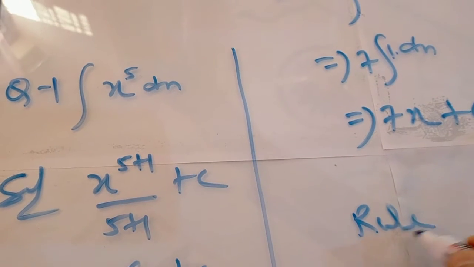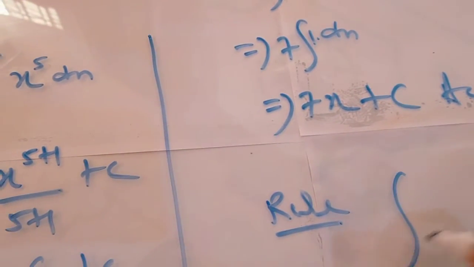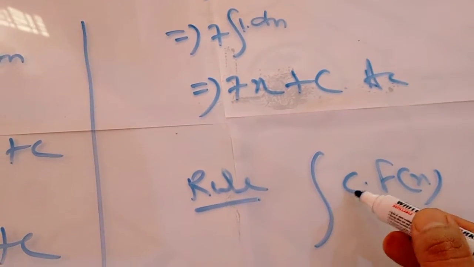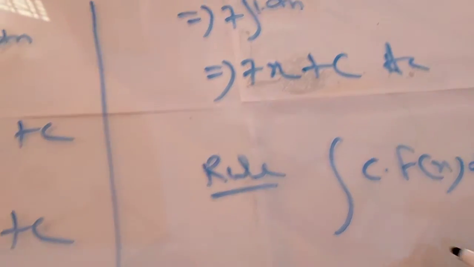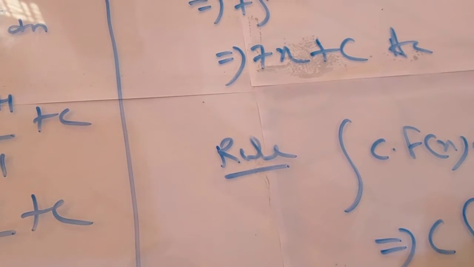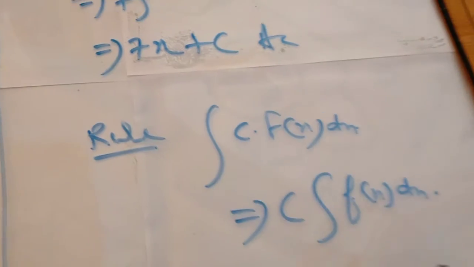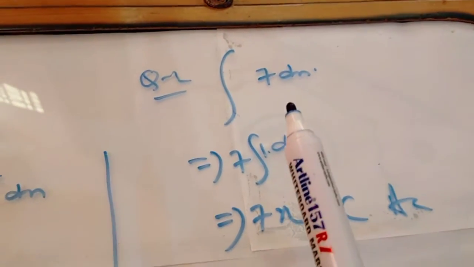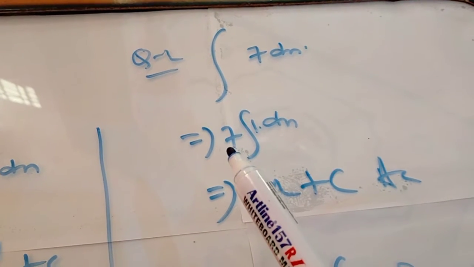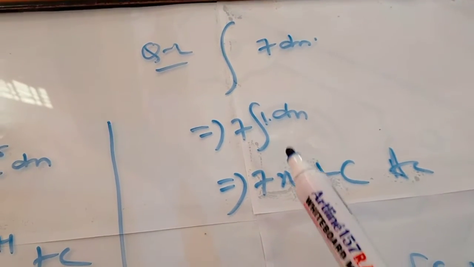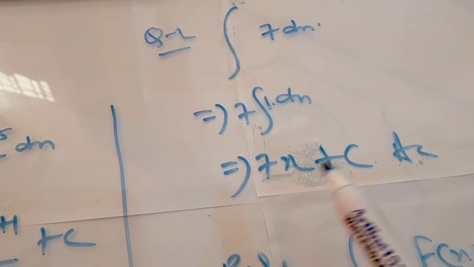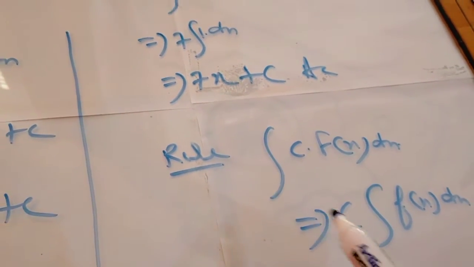One more rule I want to discuss here. If anywhere a function is multiplied by any constant number, this can be written as c times the integration, meaning there is no effect of integration on that constant part, and you will write it like this. That is what I have done here. 7 dx was given, so I have written 7 outside and 1 dx inside. The 1 dx formula is available, it is x, so that's why I have written 7x plus c. So according to this rule.